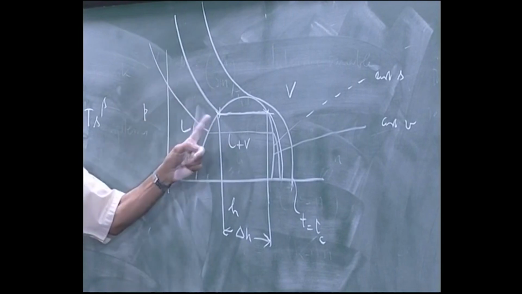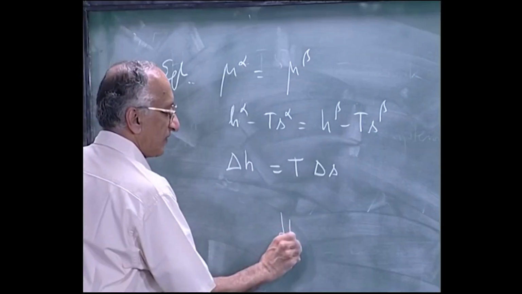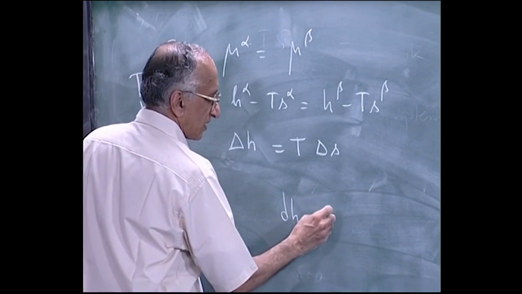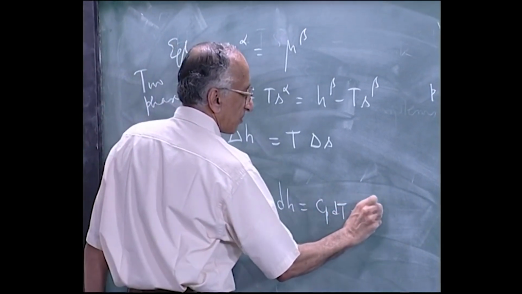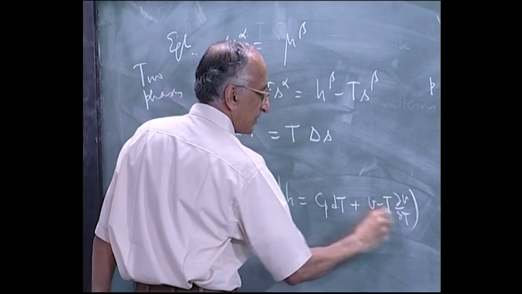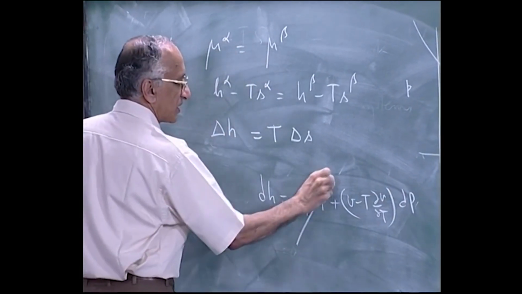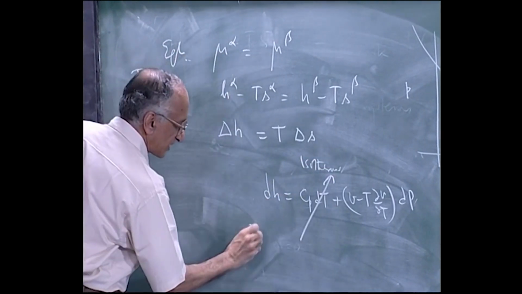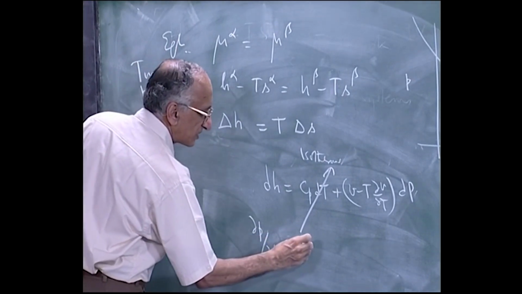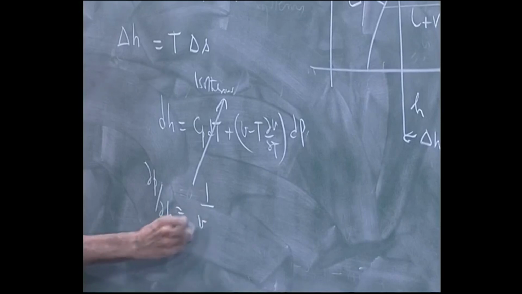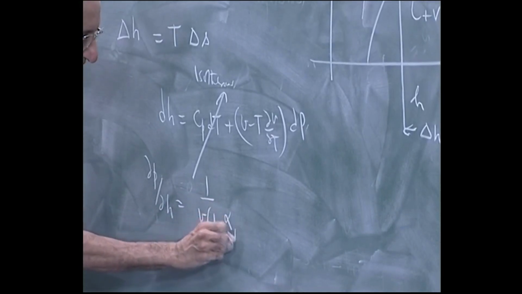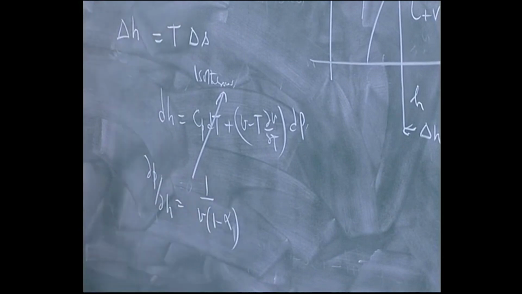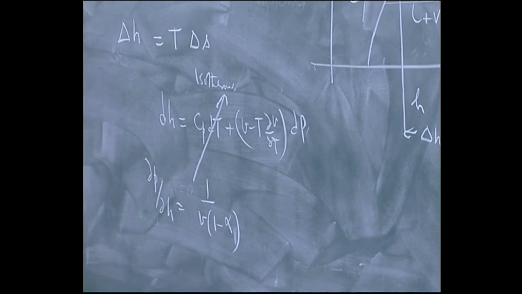The isotherms here, you can calculate the isotherm slopes. You again have dH is equal to Cp dT plus V minus T dou V by dou T to dP. So along isotherms this is 0. So partial of P with respect to H is simply 1 by V into 1 minus alpha T. Alpha is the expansion coefficient, 1 by V dou V by dou T, a measurable quantity.